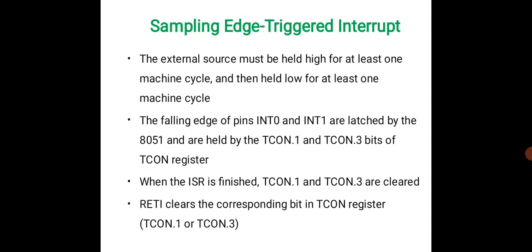Coming to the sampling aspect of the edge triggered interrupt, the external source must be held high for at least one machine cycle, and it should remain low for at least one machine cycle. The falling edge of the INT0 and INT1 pins is latched by the bits TCON.1 and TCON.3. When the ISR is finished, these are automatically cleared. By execution of the return from interrupt instruction, the corresponding bits, TCON.1 and TCON.3, are cleared.